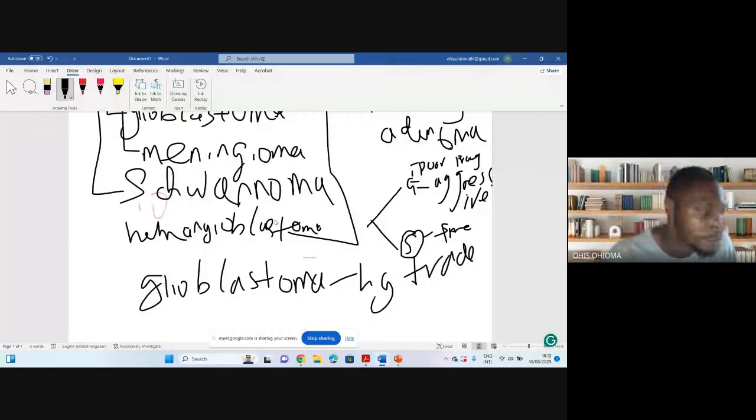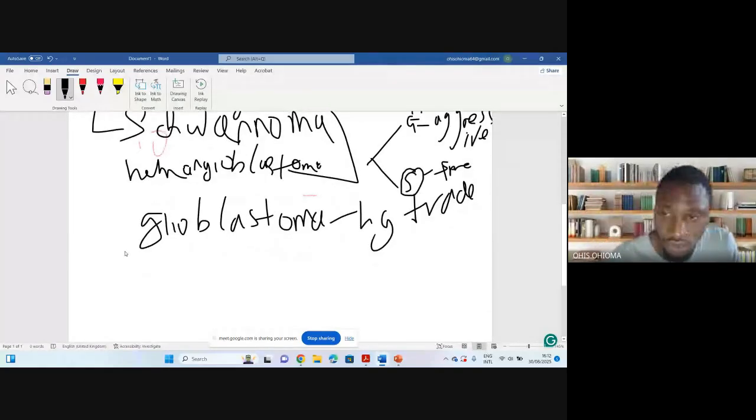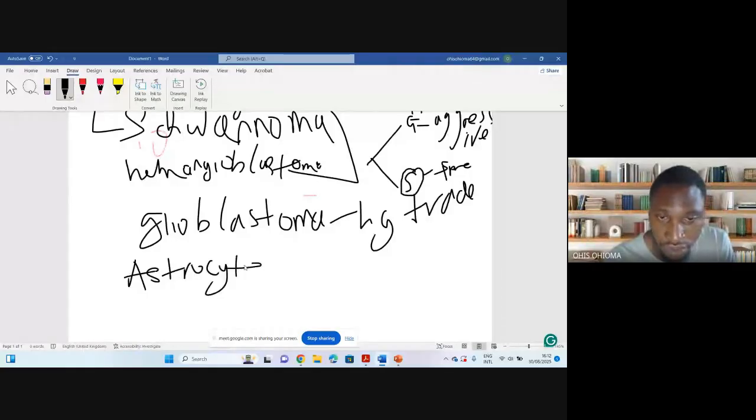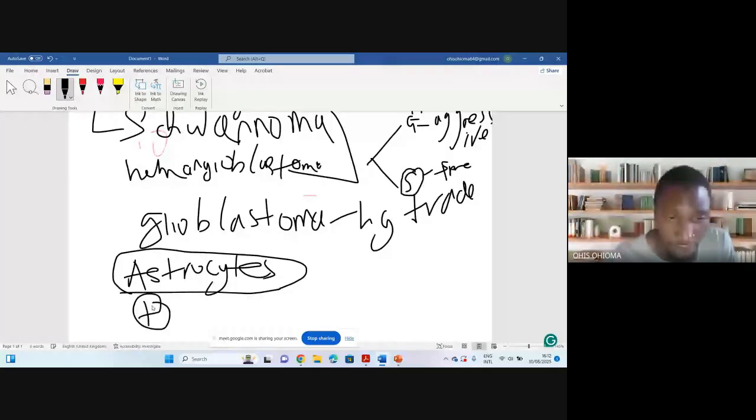So the glioblastomas are tumors that have a very high grade. They're rapidly invasive, and the cells that are basically affected in glioblastoma are the astrocytes. So the astrocytes are majorly involved in this tumor, and as you would guess, the marker of this tumor is GFAP.